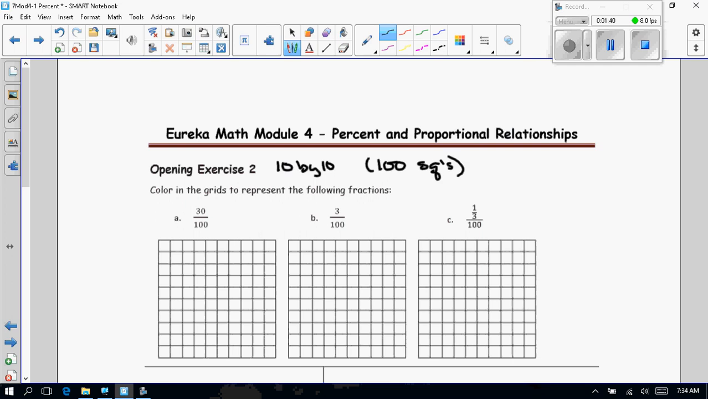I would like you guys, again, to hit pause. If you are working in pen and you make a mistake on here, it's going to be really tough. So I suggest you work in pencil, at least until you see what the actual answer is after you're done hitting the pause. But give this a shot. See if you can figure out how many of each of those grids you need to color.